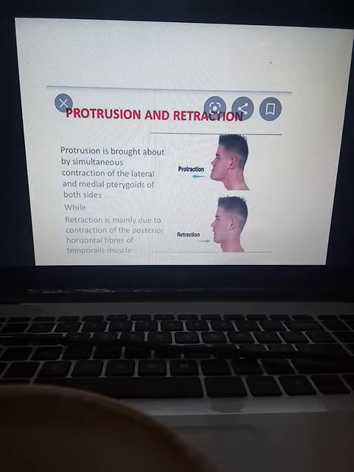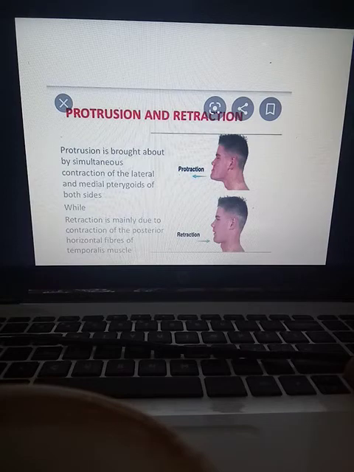Lateral or side to side movements, how do they happen? For instance, we have to chew from the left side. For the left side chewing, you need right side pterygoids and the temporalis and the masseter of the left side. Fine. Similarly, for the right side, we need the left pterygoids and right side temporalis and the right masseter.